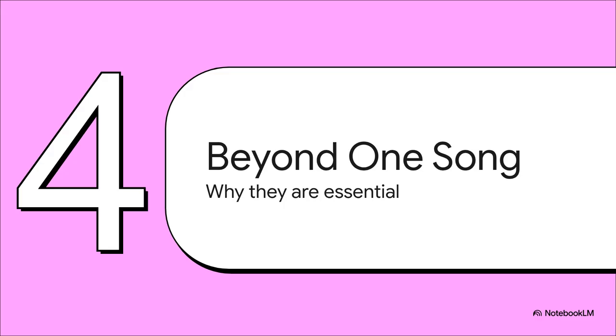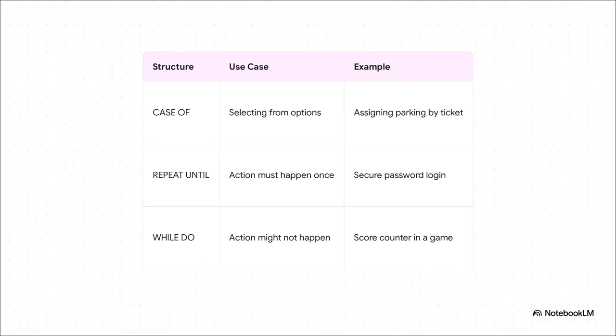We need to zoom out for a second, because the big takeaway here is that these few simple rules aren't just useful. They are, well, they're everything. They are essential to pretty much all software. So let's do a final check on our toolkit. What this really shows is that for any common problem in programming, there's a specific tool. You need to sort options, you use case. You need to guarantee an action happens at least once, you grab repeat until. You need to be cautious and check first, that's what while do is for. Programming logic isn't about memorizing a million commands. It's about knowing which fundamental tool to use for the job.